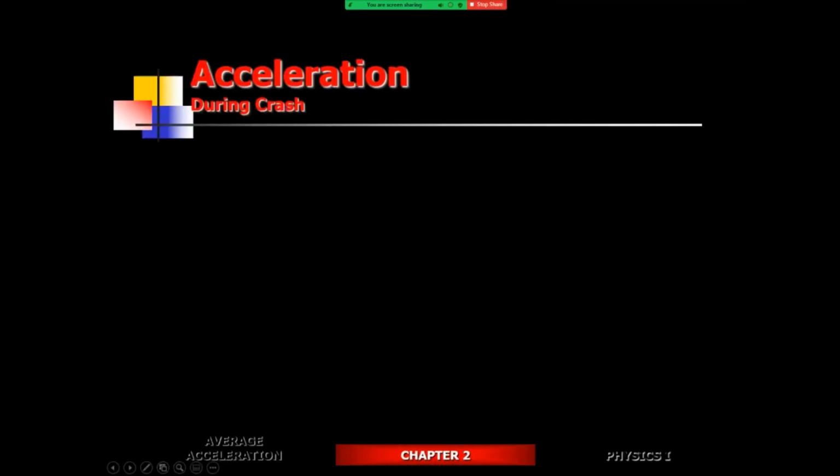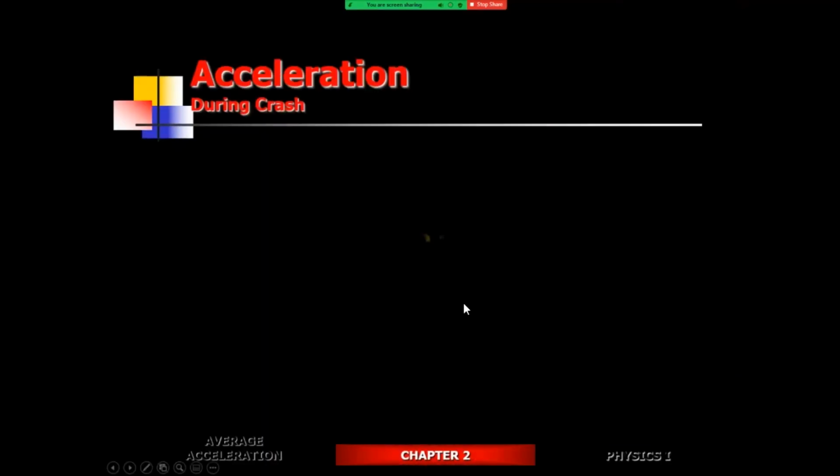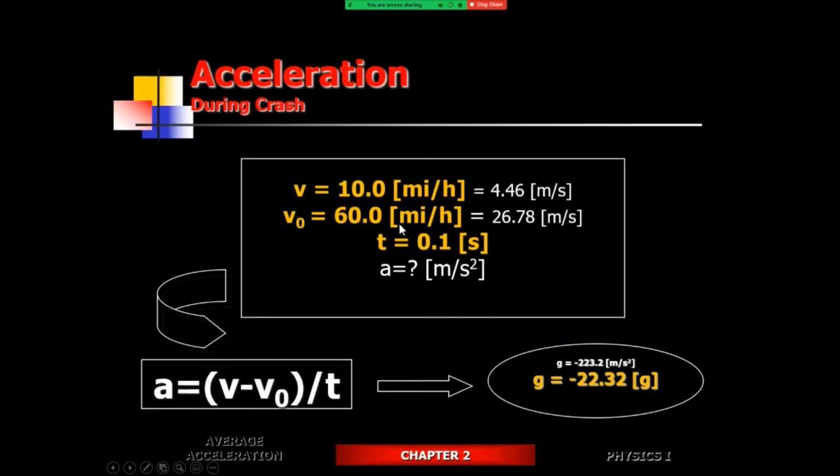These are the accident investigators. Here's what they came up with. They estimated the speed of the car by looking at the damage, this is like 60 miles per hour. By looking at where the car ended up after the impact, they estimated that the final impact speed was 10 miles per hour. So the change in velocity is 50 miles per hour.